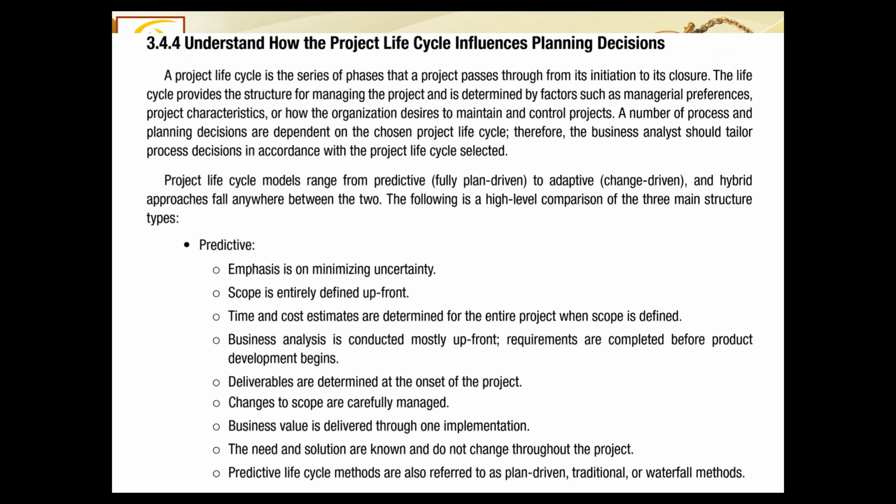The life cycle provides the structure for managing the project and is determined by factors such as managerial preferences, project characteristics, or how the organization desires to maintain and control the project. So the type of life cycle, number of phases, names of phases, it all depends upon these three factors: the managerial preferences, project characteristics, and desire to maintain and control the project.